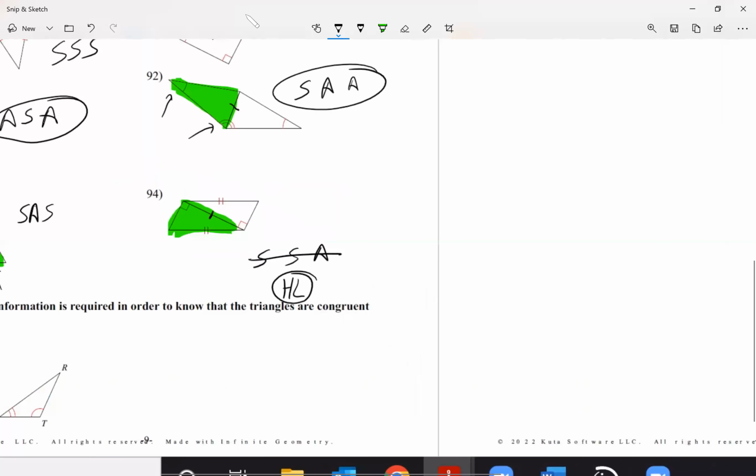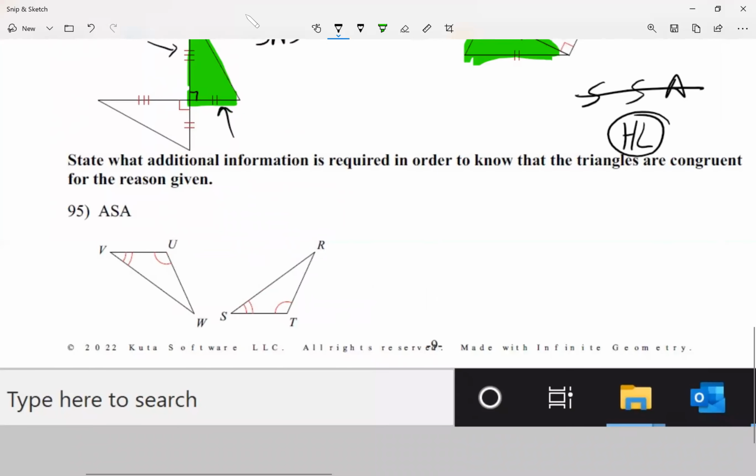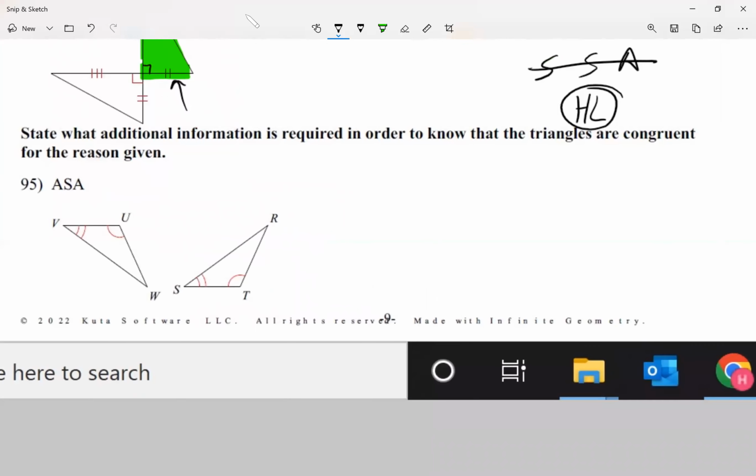Then question number 95. 95 through 100, we're going to review. State what additional information is required in order to know that triangles are congruent for the reason given. So from the 3 markings I'm supposed to have, you can still mark one more, based on reflexive theorem, if the two triangles share a side, or based on vertical angle theorem, if the angles make an X. You can still mark a side or an angle based on those rules, but from the 3 markings I'm supposed to have, I'm missing one of them. My question here is, which one am I missing?